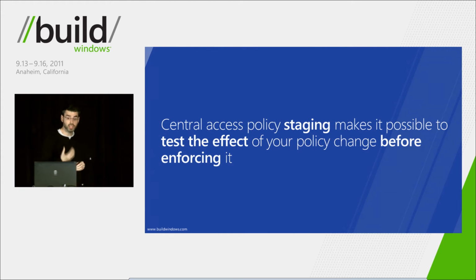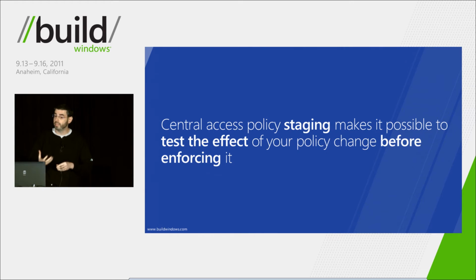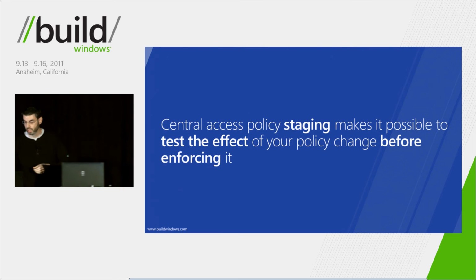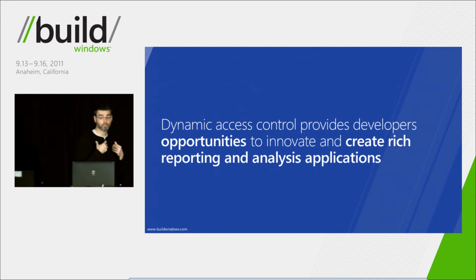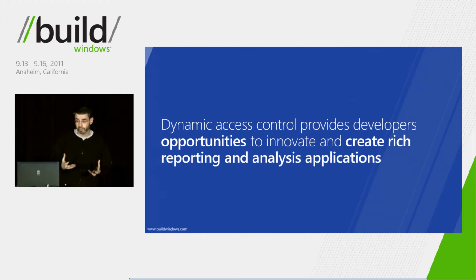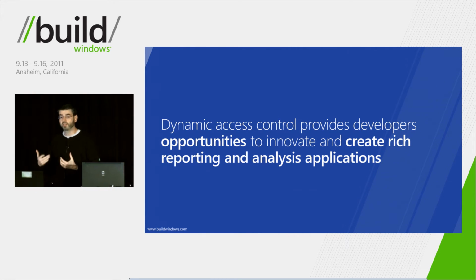Also, the central access policy staging feature allows administrators to roll out their proposed policy changes on real data for real people and real access scenarios to get a very high degree of confidence that their policy changes aren't going to disrupt the organization. And there's opportunity here for developers to integrate these into analysis and reporting applications to allow administrators in IT to really make informed decisions across the board about access control policy.